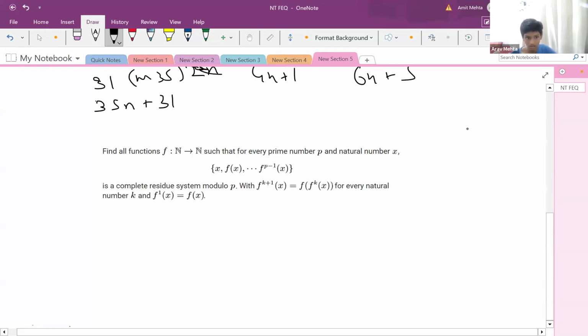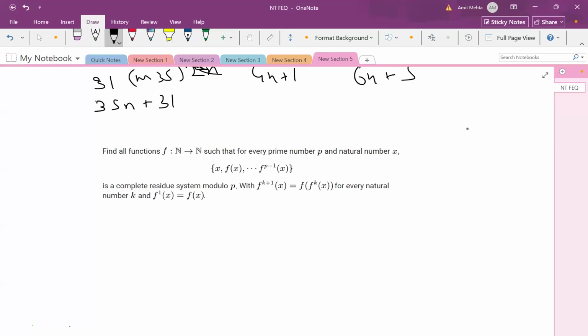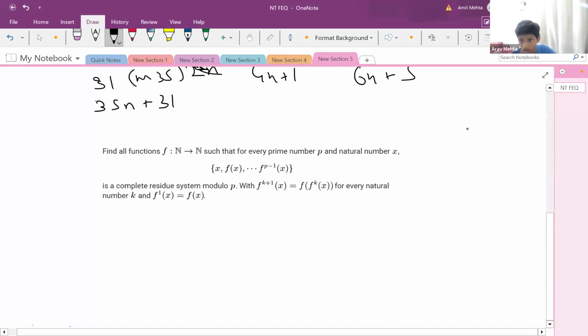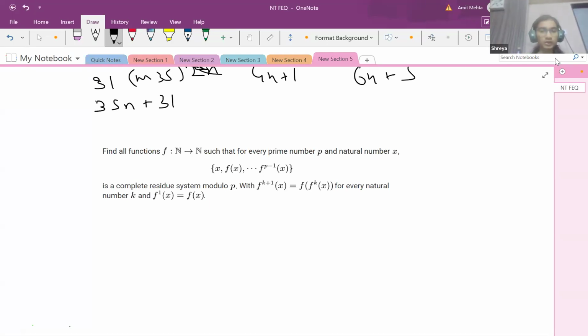Is the problem statement clear? There's a question in chat. What is a complete residue system modulo p?